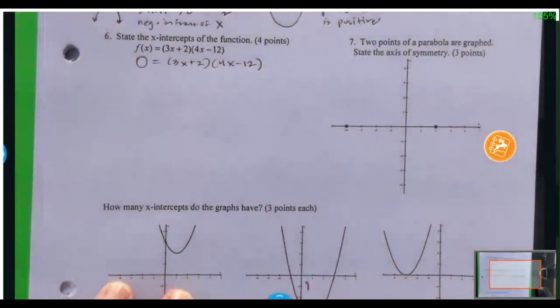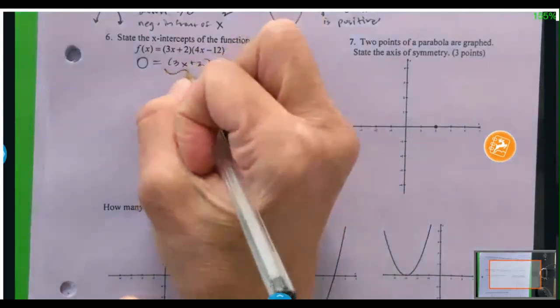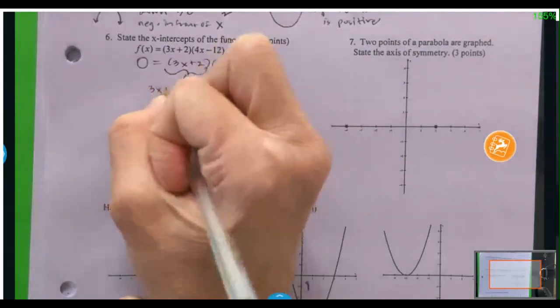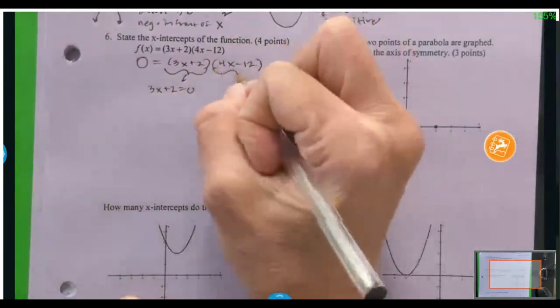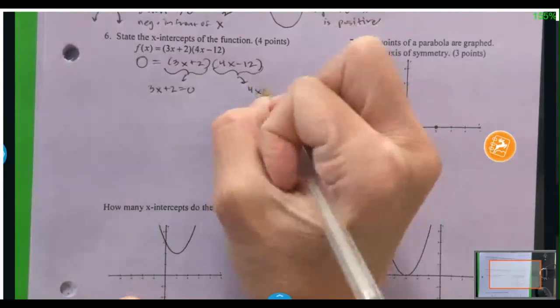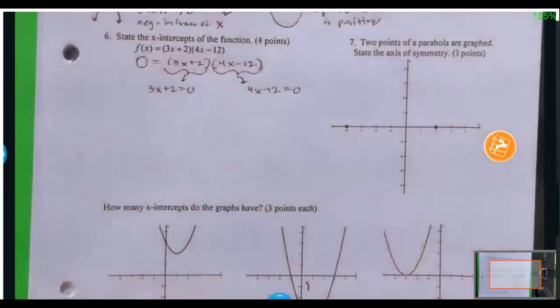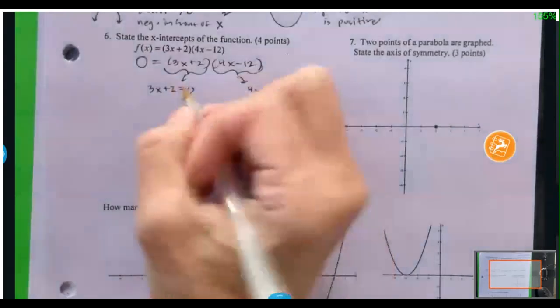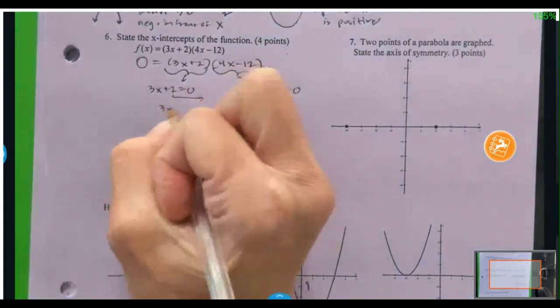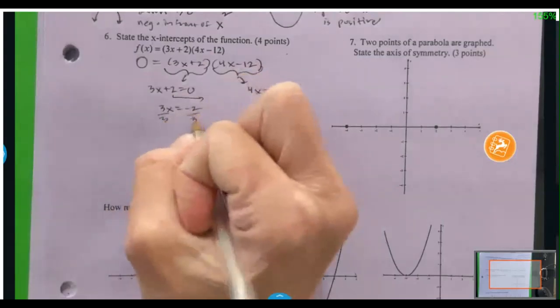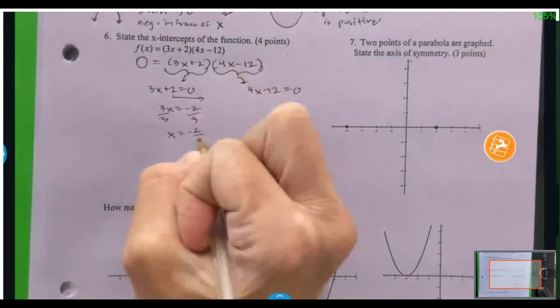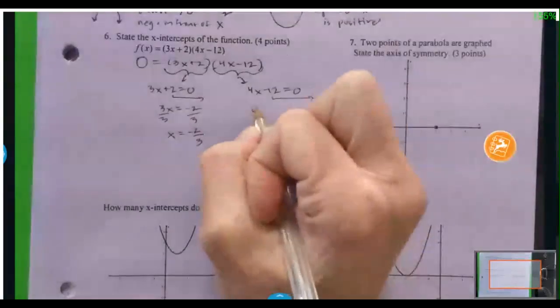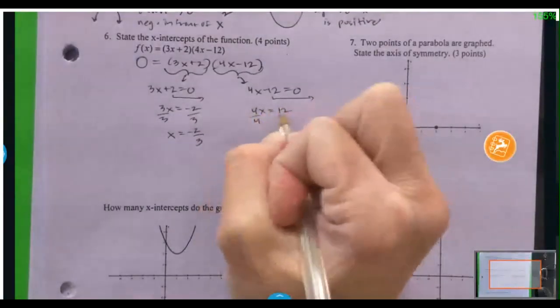And then we set each factor equal to 0 and solve. So we're going to set this one equal to 0 and solve. 3x plus 2 equals 0. We're also going to set this factor equal to 0. We have 2 factors. It's going to cross the x-axis at 2 different places. So we have 3x equals negative 2, divided by 3. We move this over. We get 4x equals 12.